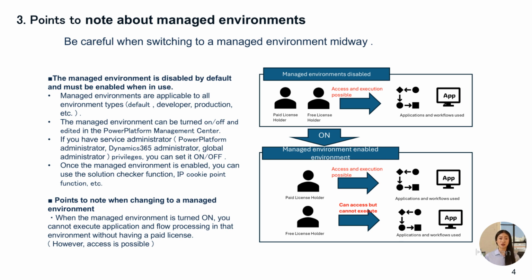While paid license holders maintain full access and execution capabilities, free license holders face a limitation. They can still access the environment, but they cannot execute application and flow processing. This distinction is vital for your planning, especially if you're considering switching to a managed environment mid-operation. You need to ensure that all users who require execution privileges have the appropriate paid licenses before making the switch.